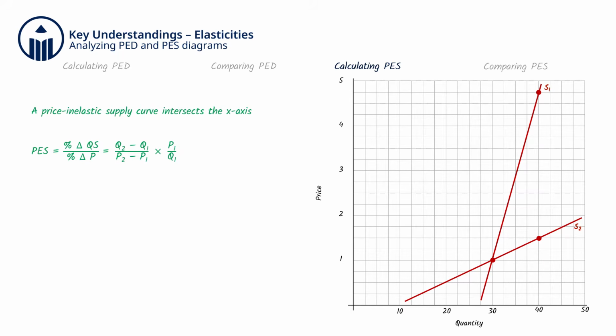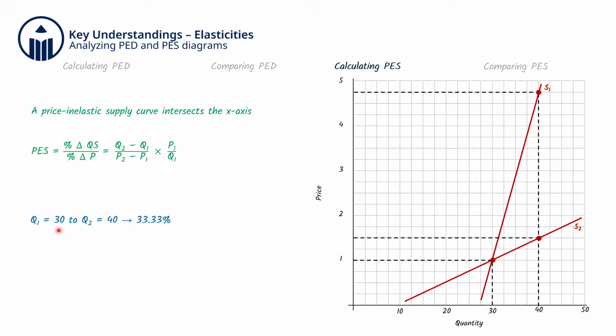Have a look at these two supply curves, and let's calculate the PES between 2 points on each curve with the same percentage change in quantity, from 30 units to 40 units, which is a 33.33% increase in quantity. However, on S1, an increase in price from 1 to 4.75 is a 375% increase in price, giving us a PES of 33.33% divided by 375%, which is equal to 0.09.